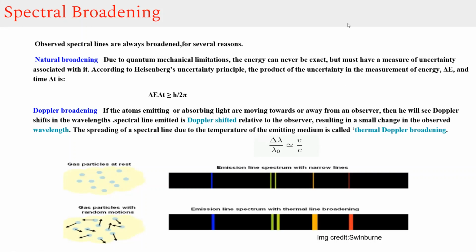The other one is the Doppler broadening. This is due to the relative motion between the observer and the source. Here we can see the formula that we have used for Doppler broadening, and this is the broadened spectral lines.